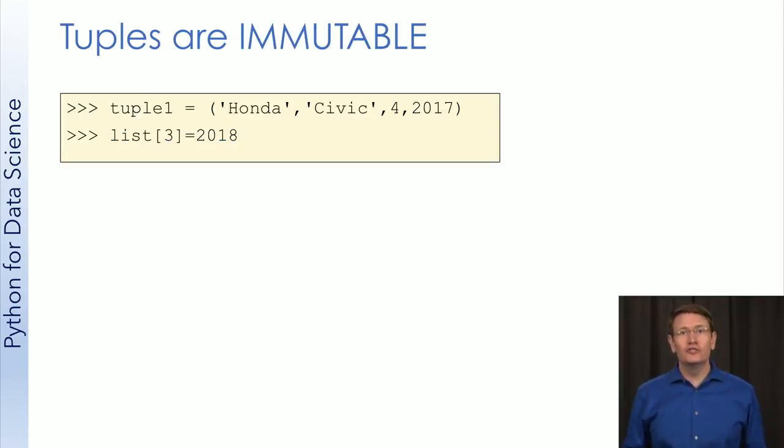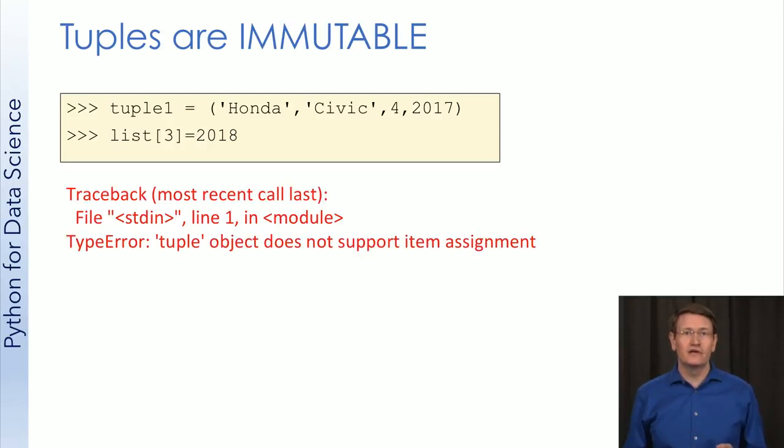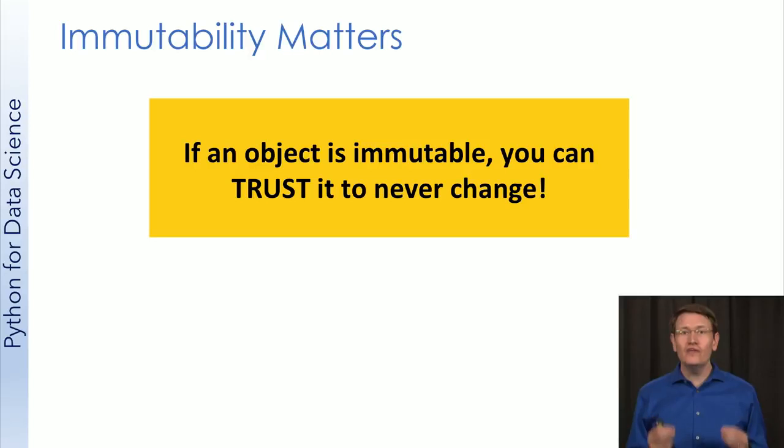Where things diverge is if you try to change a tuple. Here, I'm trying to change the year of the car to be 2018. But if I try this, I get an error. And while this might seem inconvenient, it's actually really important. In fact, if there's one thing I want you to take away from this video, it is that tuple immutability means that you can trust it to never change.